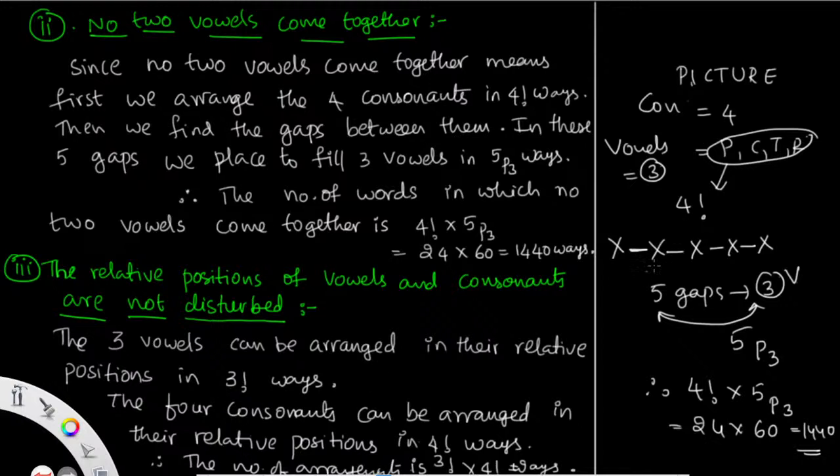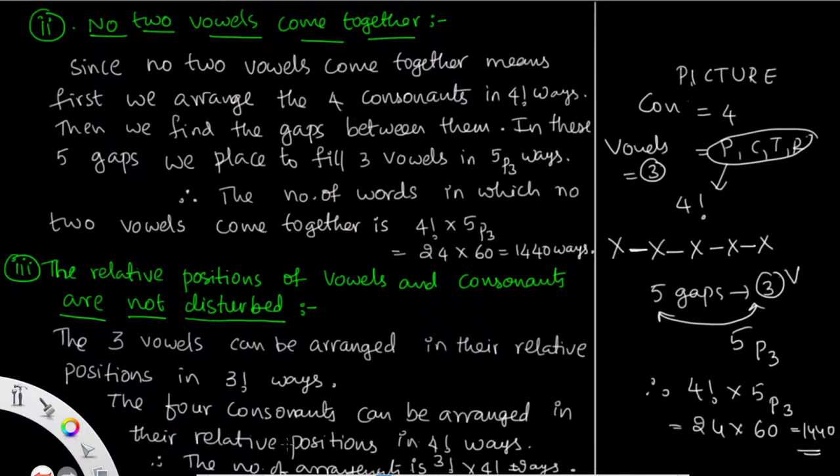So how many vowels in this word in the picture? 3 vowels. The 3 vowels can be arranged in their relative positions in 3 factorial ways. And the remaining 4 consonants can be arranged in their relative positions in 4 factorial ways. Therefore, the number of words in which the relative positions of the vowels and consonants are not disturbed is 3 factorial into 4 factorial, that is 6 into 24. You have to multiply. That is question number 4, third bit.